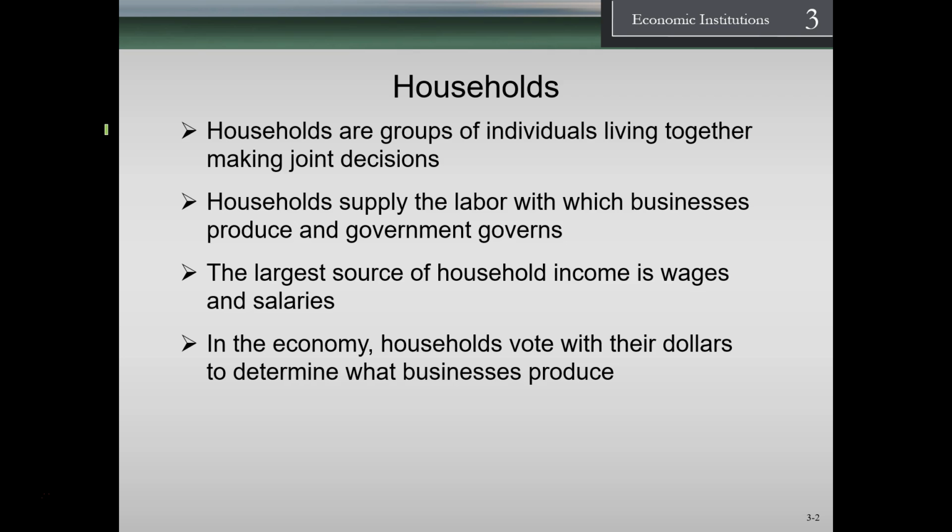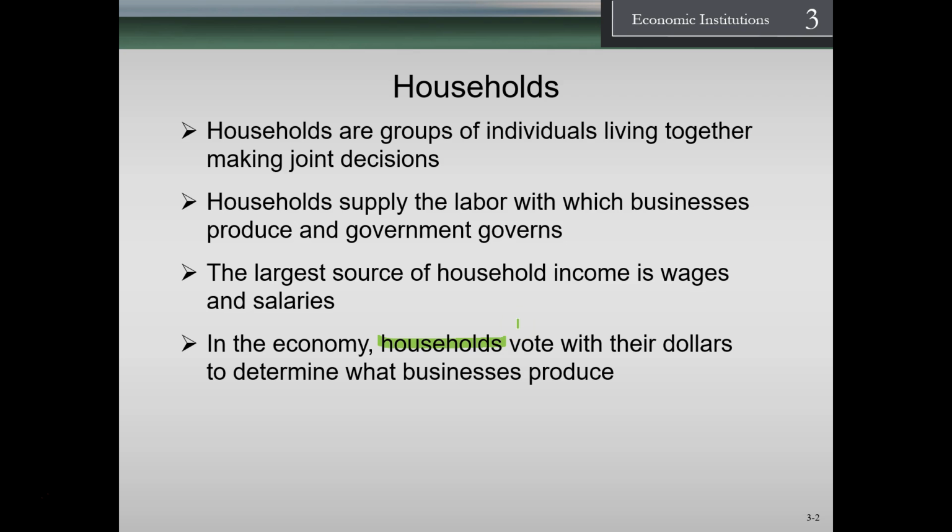In the economy, households vote with their dollars to determine what businesses produce. So remember that when we think about who's going to produce, what's going to be produced, for whom, businesses usually are the ones producing. However, the individuals and the households are really the ones controlling what will be produced because they are the consumers.